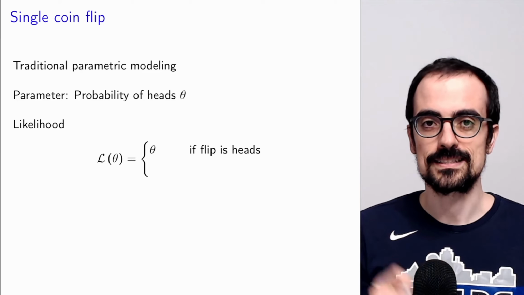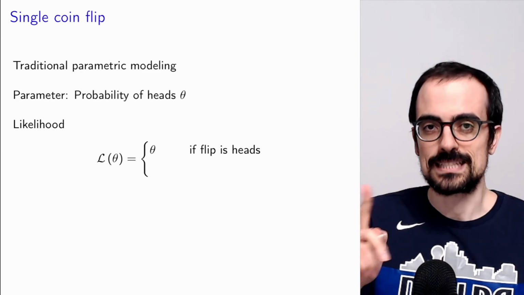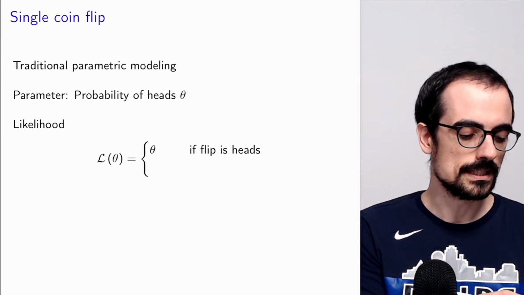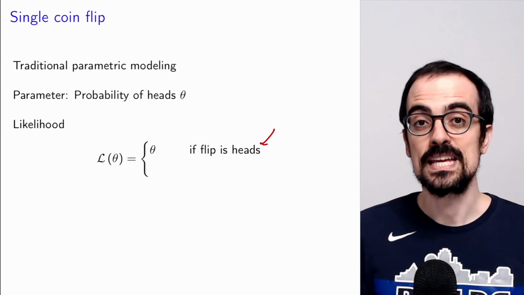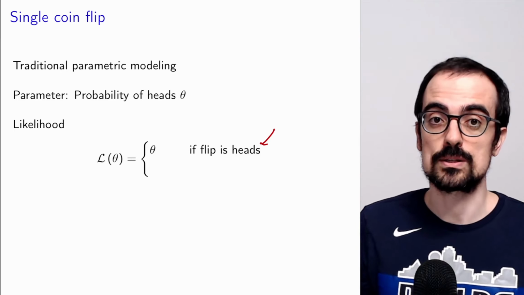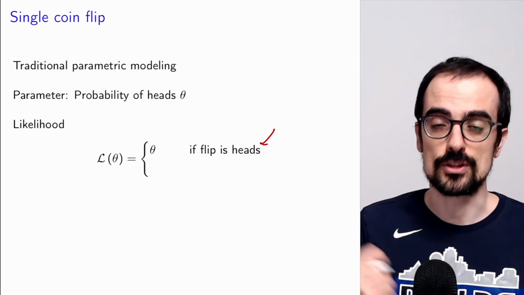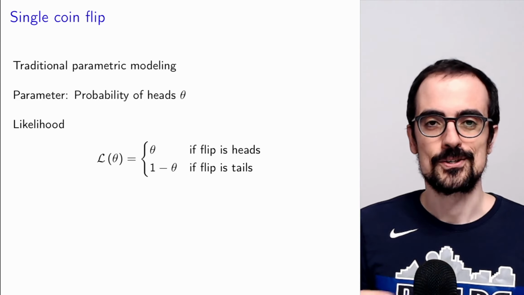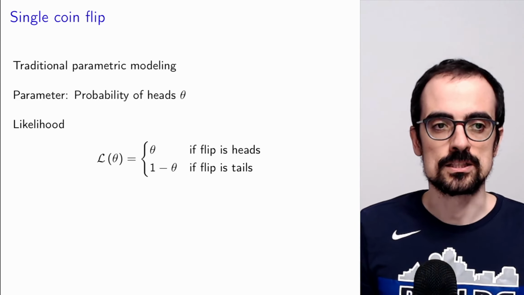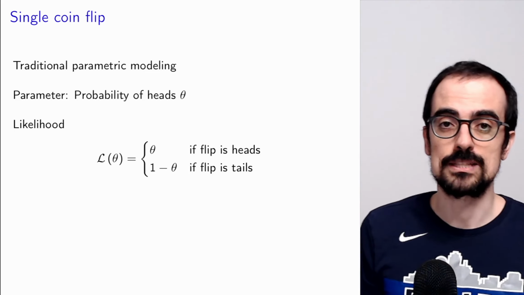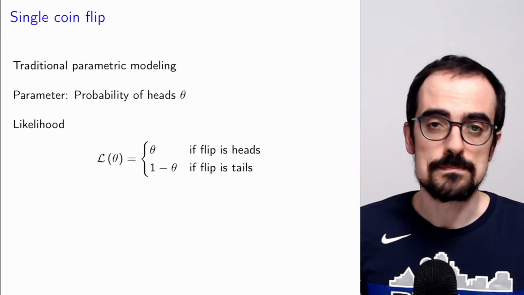So the likelihood, if the flip is heads, is theta. Remember that the likelihood depends on the data that we observe. Here, the data is just a single data point that can be heads or tails. If we observe tails, what's the likelihood of observing that data? What's the probability of observing that data under the parametric model? It's 1 minus theta. All right? As simple as that. So now we want to estimate the parameter within the traditional parametric model. What do we do? We maximize the likelihood.